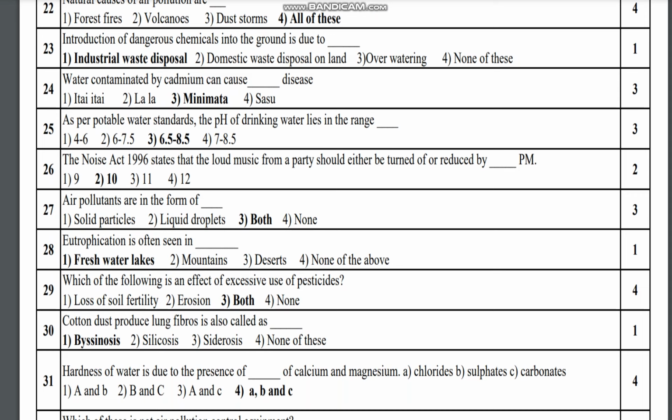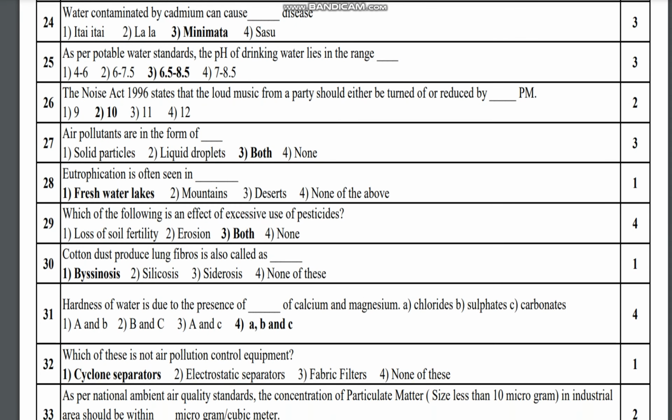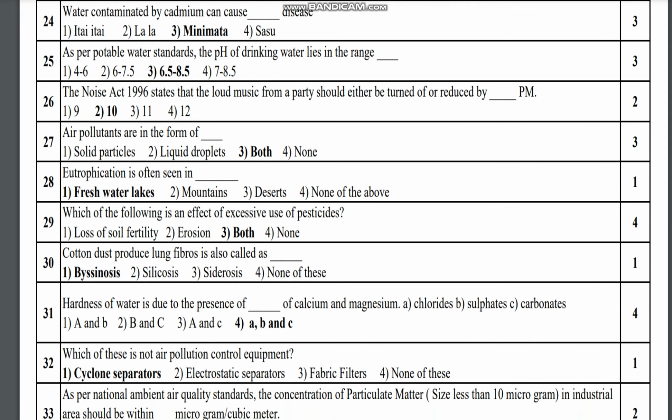Question number 23 is introduction of dangerous chemicals into ground is due to industrial waste disposal. Question number 24 is water contaminated by cadmium can cause Minamata disease. Question number 25 is as per potable water standard, pH of drinking water lies in the range 6.5 to 8.5.